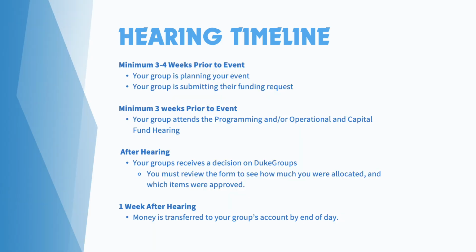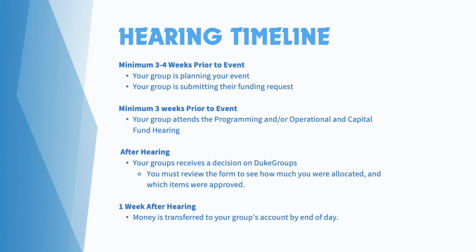Now, the hearing timeline that you and your student organization should follow. At least 3 to 4 weeks prior to the event, your group is planning your event and submitting your funding request. At least 3 weeks prior to the event, your group is attending the Programming and/or Operational and Capital Fund hearing. Following the hearing, your group will receive a decision on Duke Groups. To review how much you were allocated and which items were approved, navigate back to the originally submitted form.